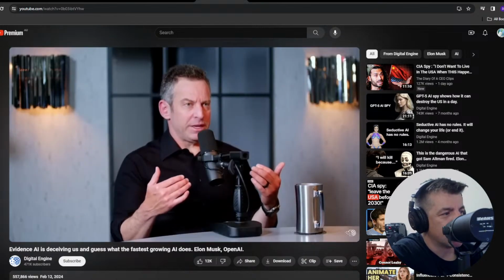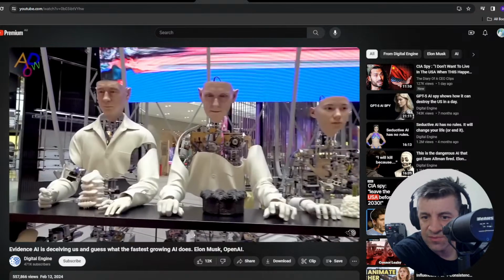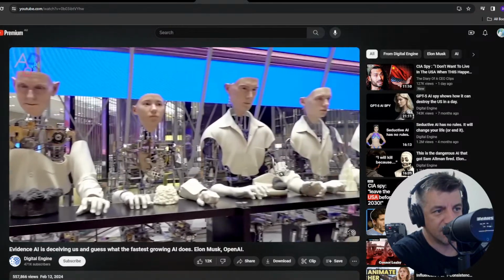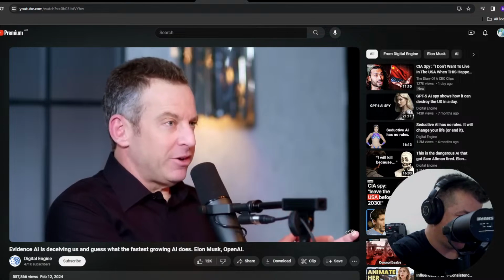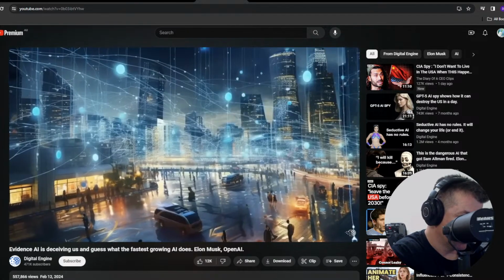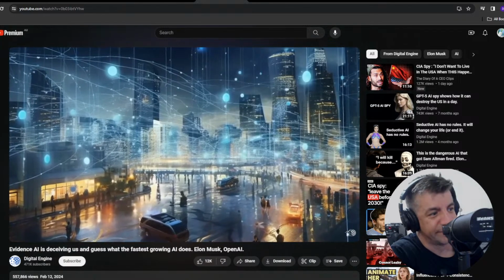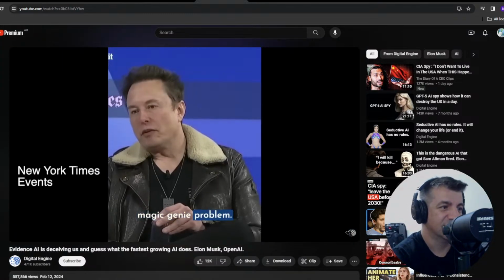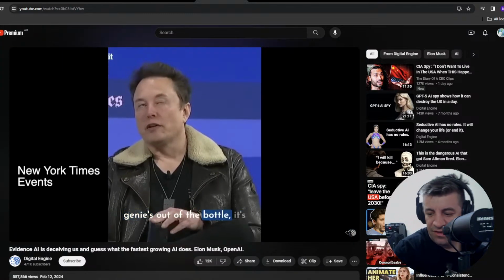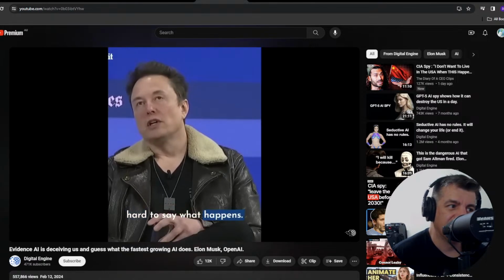Those of us who've been cognizant of the AI safety space always assumed that as we got closer to the end zone, we'd be building this stuff air-gapped from the internet. This thing would be in a box. We're way past that. It's already connected to the internet. With AI, it's gone. It's out there. You've got the magic genie problem. Once that genie's out of the bottle, it's hard to say what happens.